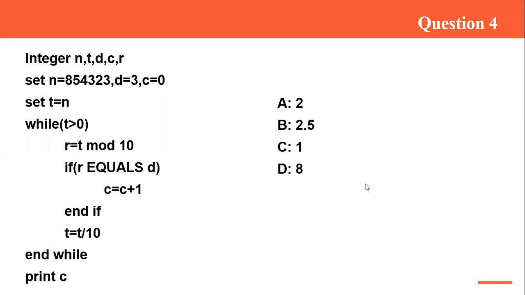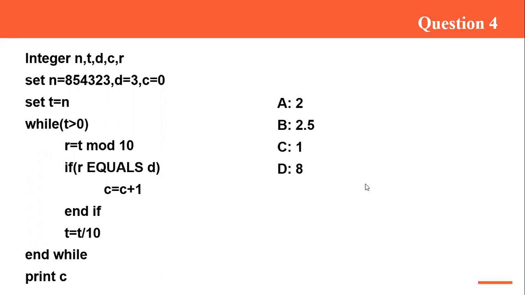I'm checking it. Number of digits. Exactly. Not number of digits actually. It's checking how many threes are there in the given number. Am I right? D is equal to 3 is given. So how many threes are there? That's what it is checking. Okay, just see that, not a problem.